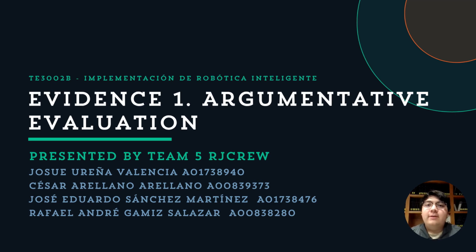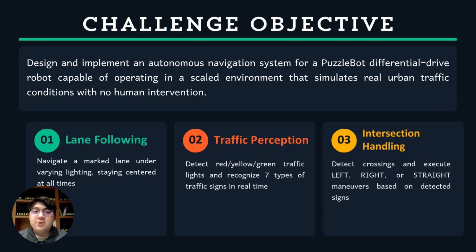Hello, this is Team 5, REA Crew, and this is our solution to the evidence one. The challenge was to make a Puzzlebot navigate with no human input at all. The robot had to stay centered in a line, react to traffic lights and 7 types of traffic signs, and decide what to do at intersections. For example, turn left, turn right, or go straight.